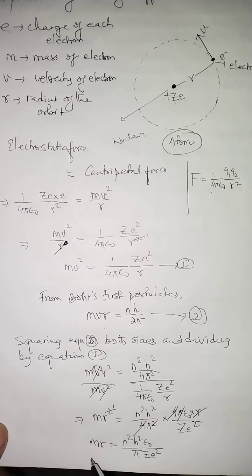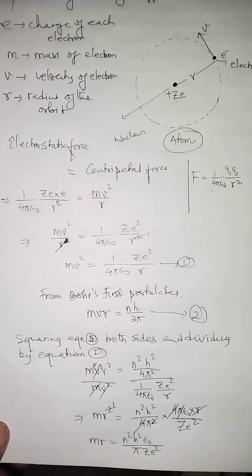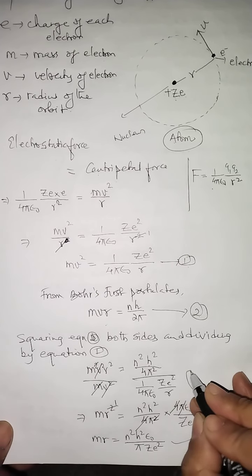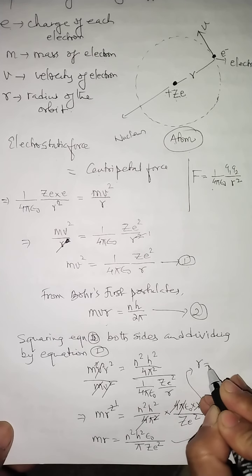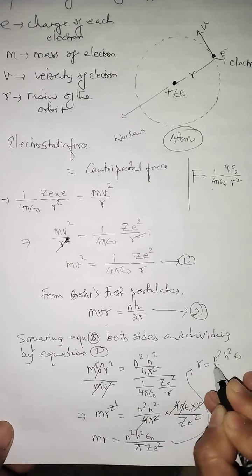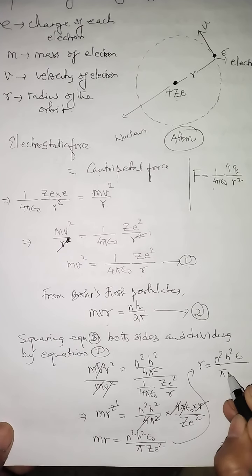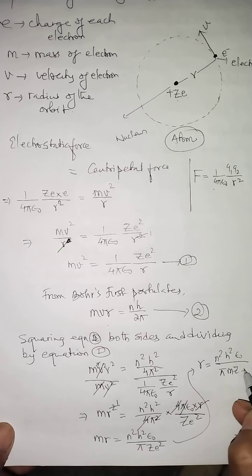That means we got the expression mr equals n square h square epsilon naught by pi z e square. So after doing the cancellation on both sides, from here I'll make r the subject. Let me just write this side, no problem. So r equals n square h square epsilon naught by pi, now this m will go in the denominator, so pi m z e square.